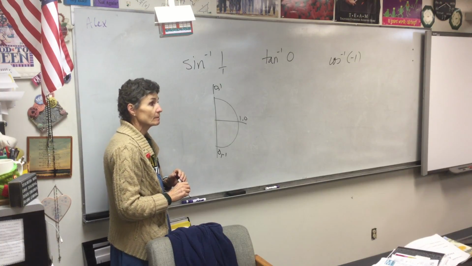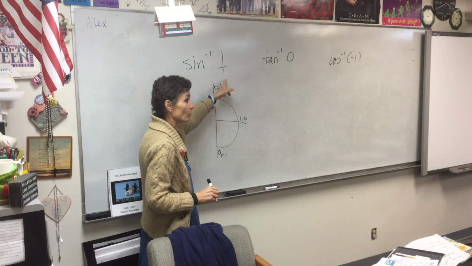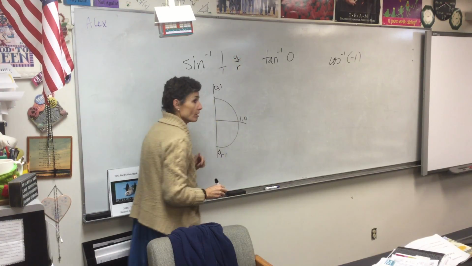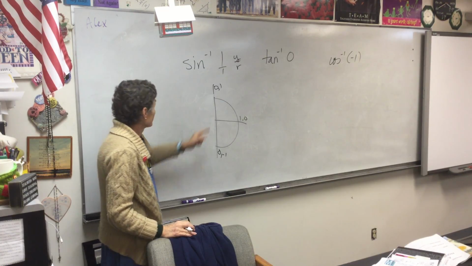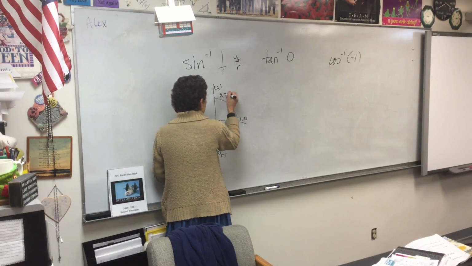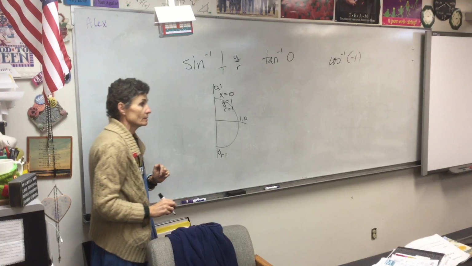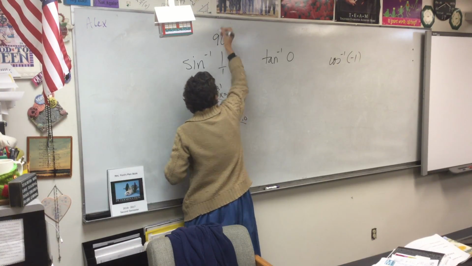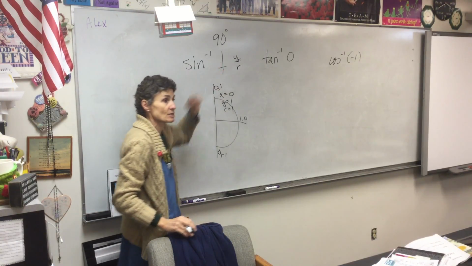Because it's sine. So where is the sine going to be 1 over 1? Where is y over r going to be 1 over 1? Right here. Because right here, x is 0, y is 1, and of course r is 1. So the answer to the question is 90 degrees. Straight up. That's where the sine is 1 over 1.